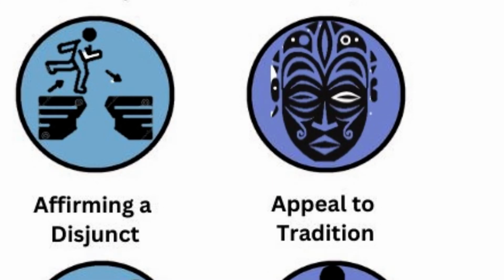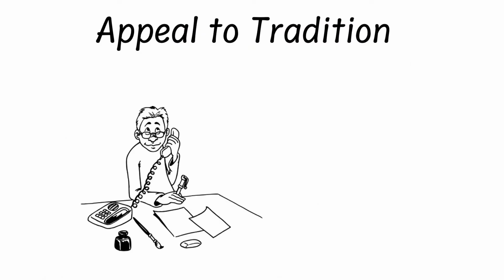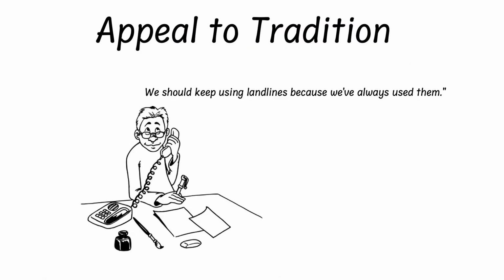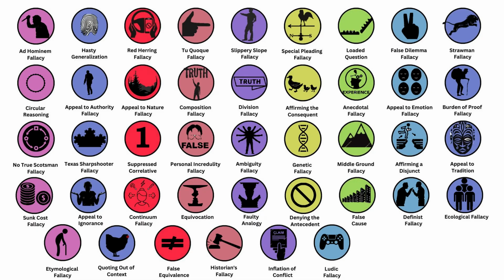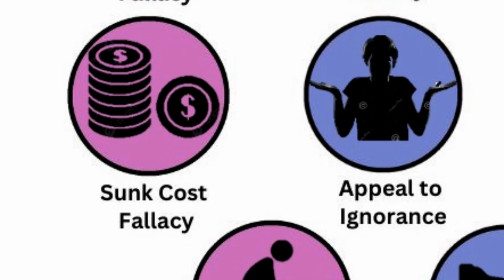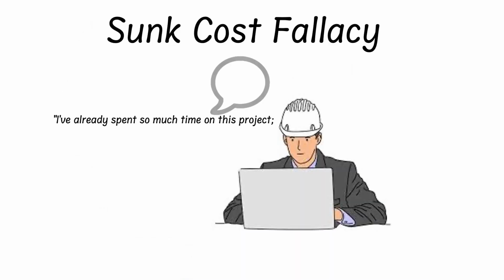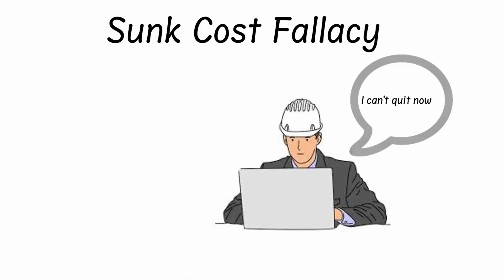Appeal to tradition. The appeal to tradition argues that something is better or correct because it has been done that way historically. It relies on tradition rather than evaluating the actual merits of the practice. Sunk cost fallacy. The sunk cost fallacy continues a project or endeavor based on the cumulative prior investment, time, money, resources, rather than current benefits.